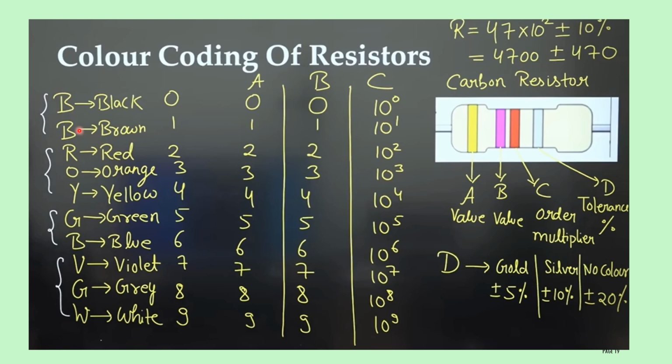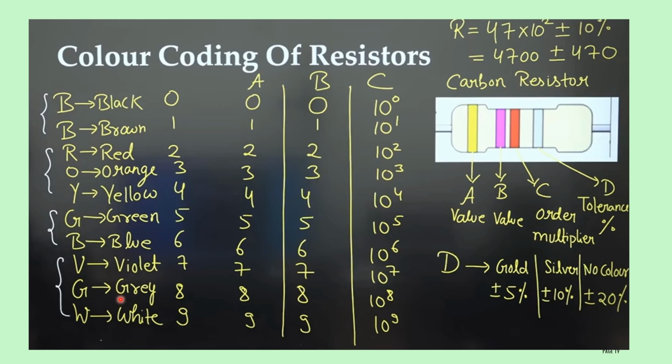Here you may get confused between the B's. First, always write the dark color. Second, write the light color. Black is dark compared to brown. Then R means red. Here you will not get confused. Its value is 2. O means orange. Its coding value is 3. Y means yellow. Its coding value is 4. G means green. Its value is 5. B means blue. Its value is 6. V means violet. Its value is 7.